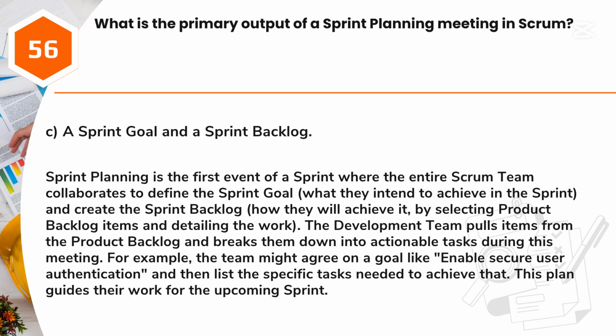Answer: C. A sprint goal and a sprint backlog. Sprint planning is the first event of a sprint where the entire Scrum team collaborates to define the sprint goal, what they intend to achieve in the sprint, and create the sprint backlog, how they will achieve it, by selecting product backlog items and detailing the work. The development team pulls items from the product backlog and breaks them down into actionable tasks during this meeting. For example, the team might agree on a goal like "enable secure user authentication" and then list the specific tasks needed to achieve that. This plan guides their work for the upcoming sprint.